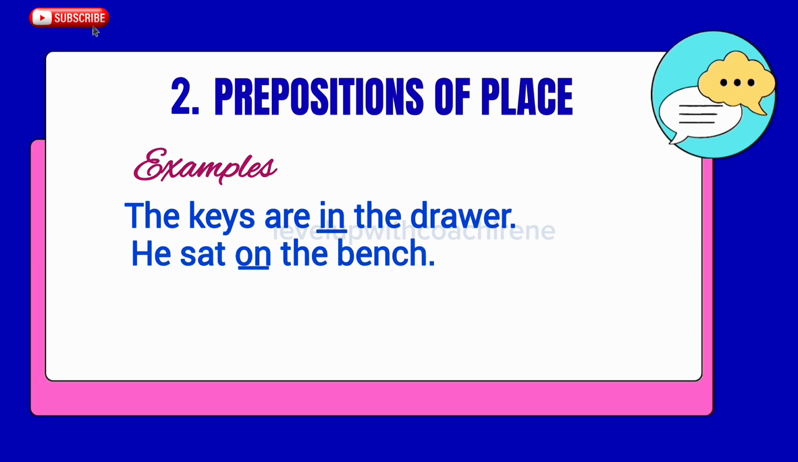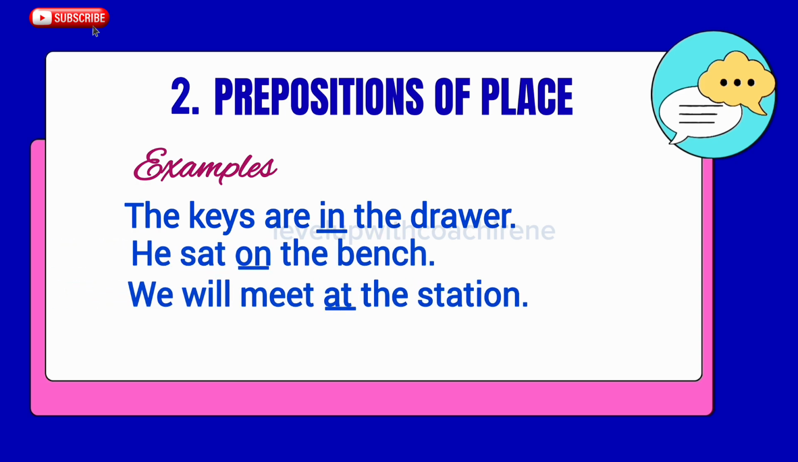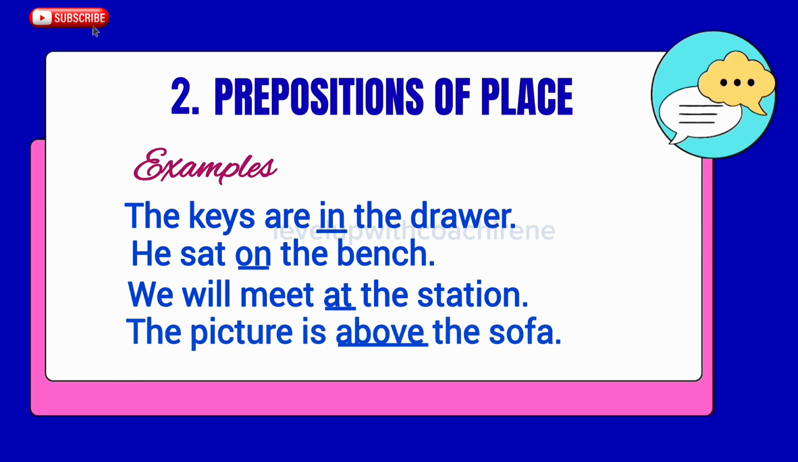Examples include: the keys are in the drawer. He sat on the bench. We will meet at the station. The picture is above the sofa. These prepositions help clarify the spatial relationship between objects or people and are essential for describing where things are located.